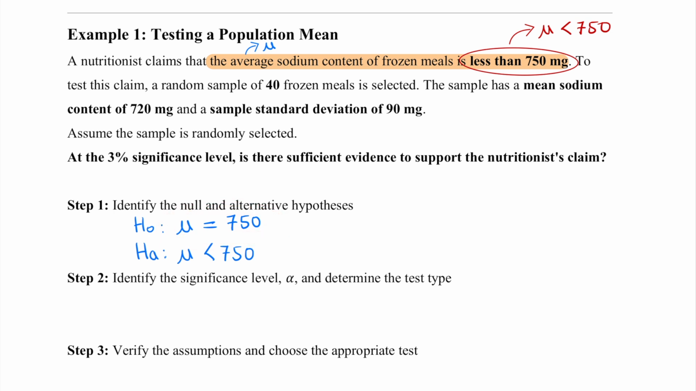Step 2. Identify the significance level alpha. The problem tells us to use a 3% significance level, so alpha is 0.03. And we also need to determine the test type. Let's look at the alternative hypothesis. It contains the less than symbol, so this is the left tail test.